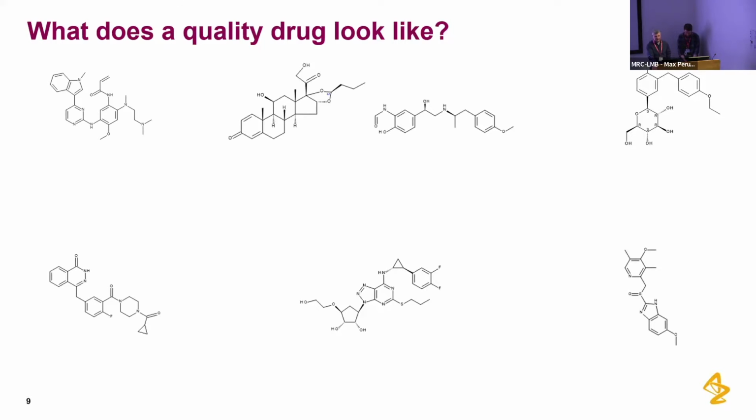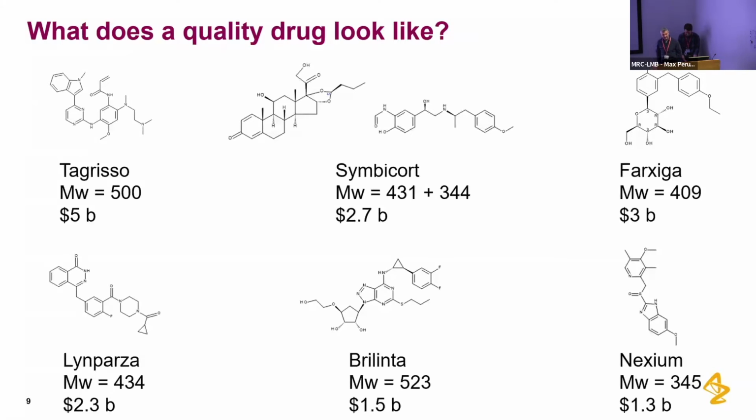Nobody likes that. Okay, well, let me tell you that they're all AstraZeneca drugs, all blockbuster drugs selling more than $1 billion. These numbers are from 2021. So as you can see, it's difficult to spot a quality drug. They all look different, different shapes and sizes, and different physicochemical properties. So it's important to be able to recognise once you've got it what a quality drug looks like.